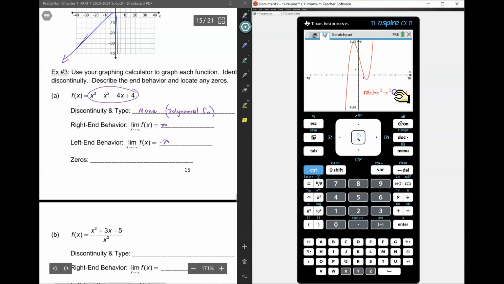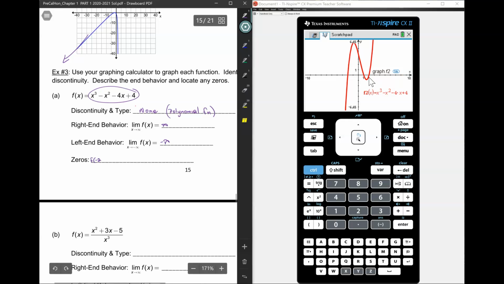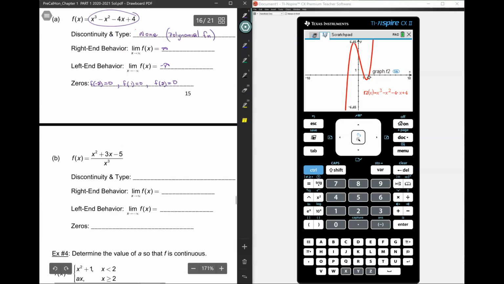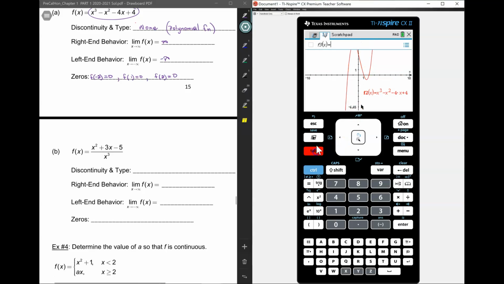Zeros. You can either do the zero function, menu, analyze graph, and so on. But we can already tell that this is crossing the x-axis at -2 and 1 and 2. So the way we write it is, you say f of -2 is 0, f of 1 is 0, f of 2 is 0.